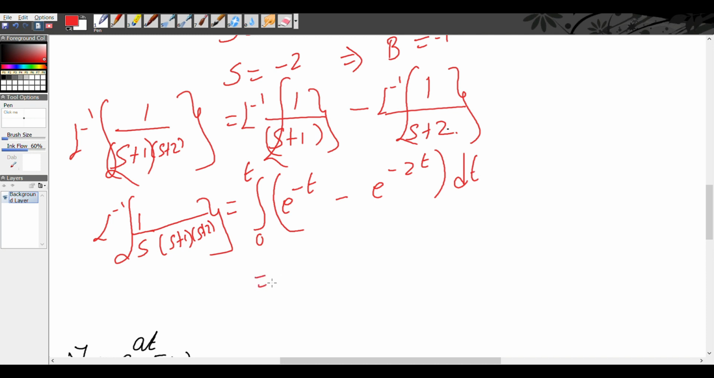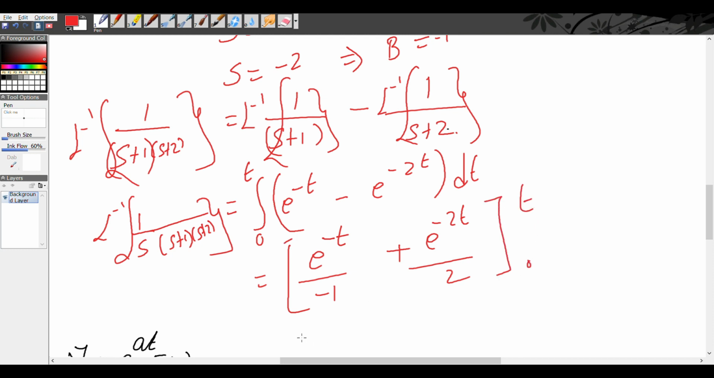So integrate ചെയ്തിട്ട് നമ്മൾ എന്ത് ചെയ്യണം? We have to apply the limits and all, right? So let's try to do that. E power minus t by minus 1, 0 to t. So apply the limits. So finally you will be getting this equation, half minus e power minus t plus e power minus 2t by 2. So this is the answer, right?